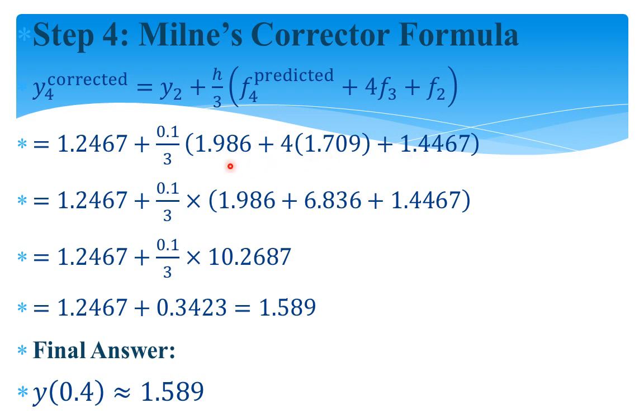After putting these values we simplify. You can see here 4 multiplied by these values gives 6.836. Finally we add all values, then you can see 10.2687. You can multiply and divide. After this simplification you get 0.3423. Then finally we add 1.2467 and get 1.589. Final answer: y(0.4) is approximately 1.589.